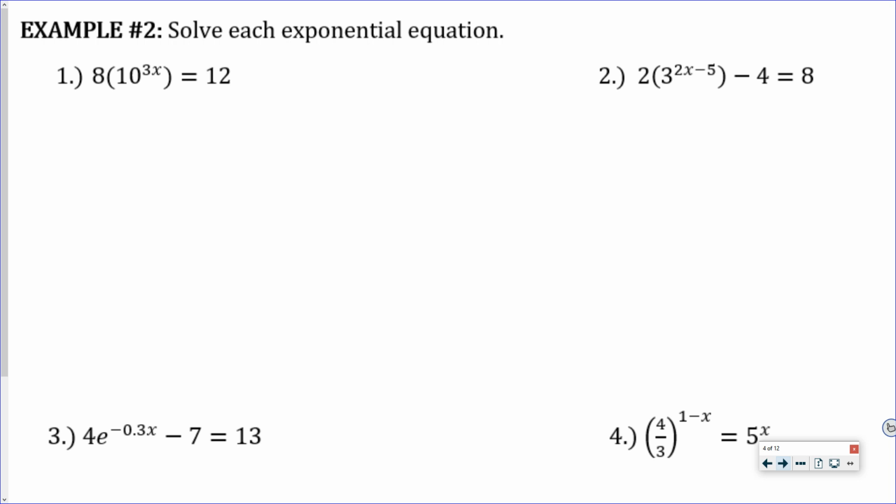So instead of that, think of how I could get rid of this multiplying by 8. Here's my variable. So I have a couple layers around my variable. It's being multiplied by 3, it's being raised to a power with a base of 10, and it's being multiplied by 8. So instead, to get rid of that 8, we're just going to divide both sides by 8. We're just picturing trying to take off the layers around my variable.